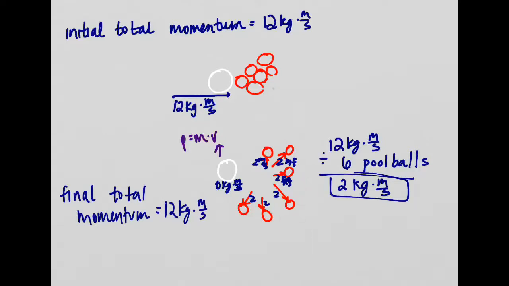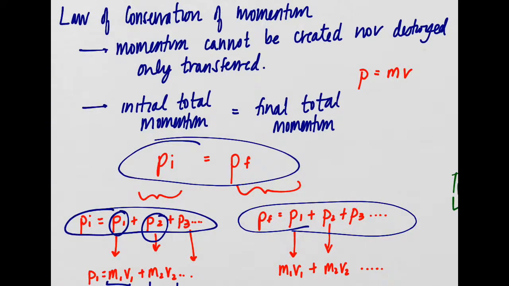Well, the law of conservation of momentum tells us that momentum cannot be created or destroyed. So the initial momentum of 12 must be the same at the end. So it must be 12 at the end. Well, it's not here. There's 0 momentum here. So it must be split evenly amongst these 6 balls. Well, 12 divided by 6 is 2 kilograms times meter per second of momentum in each ball. All right? So this is the law of conservation of momentum. It can't be created, it can't be destroyed.